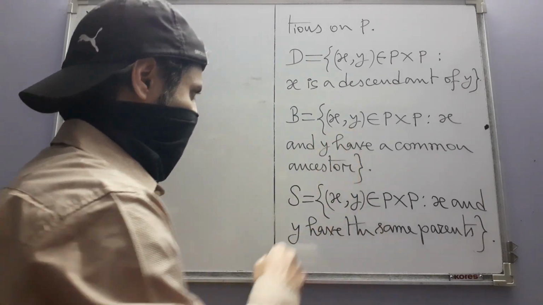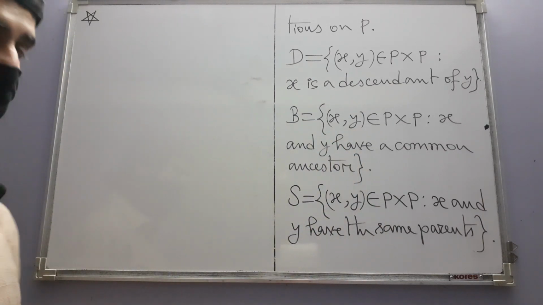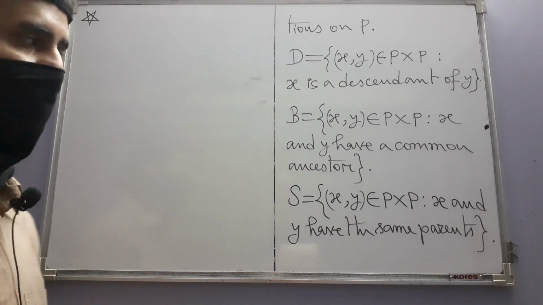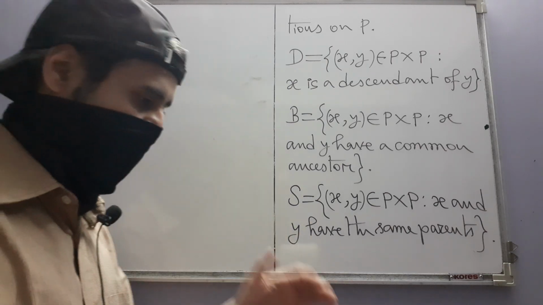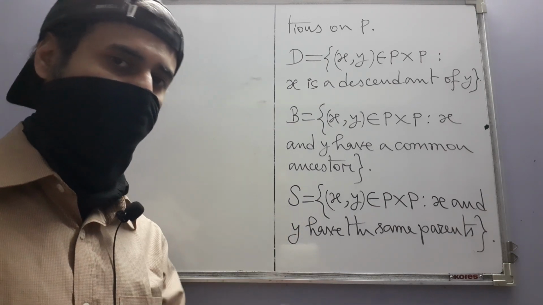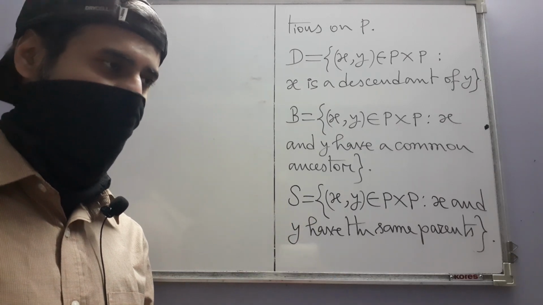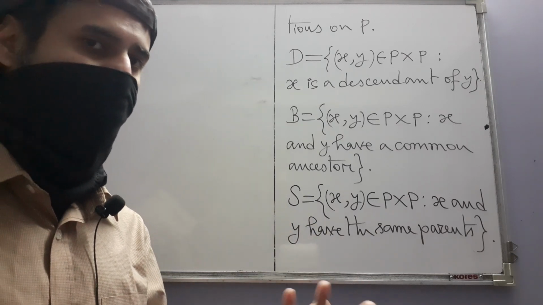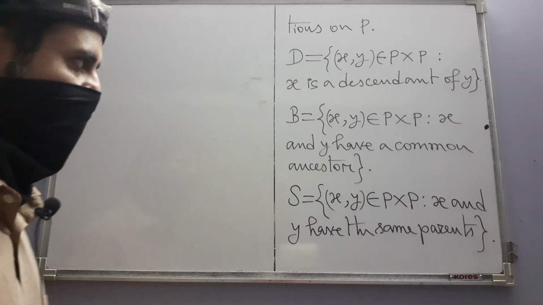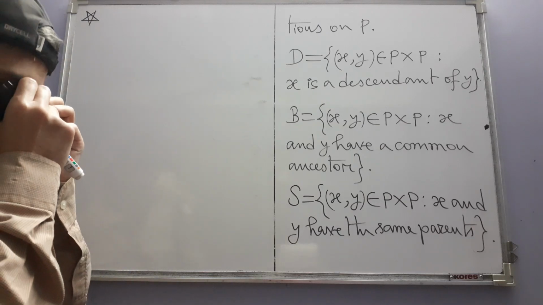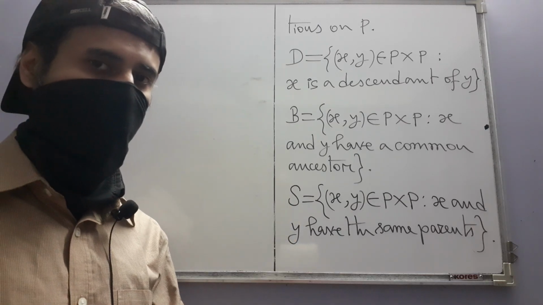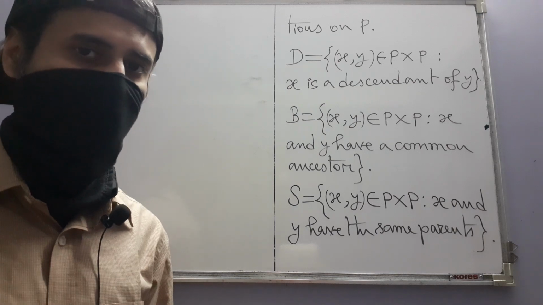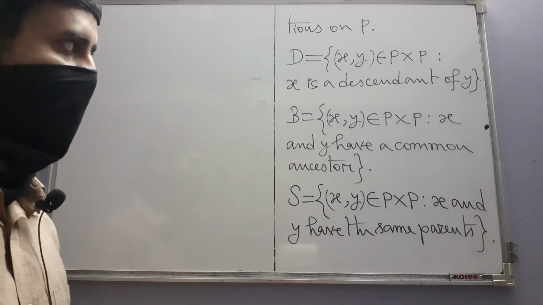Does it satisfy non-reflexivity? Of course not. In fact, this is reflexive. X and X have a common ancestor. You and you have a common ancestor, for example, your father or your mother or your grandfather. Although it sounds silly, technically you and you are related. You are related to yourself by this relation, blood.